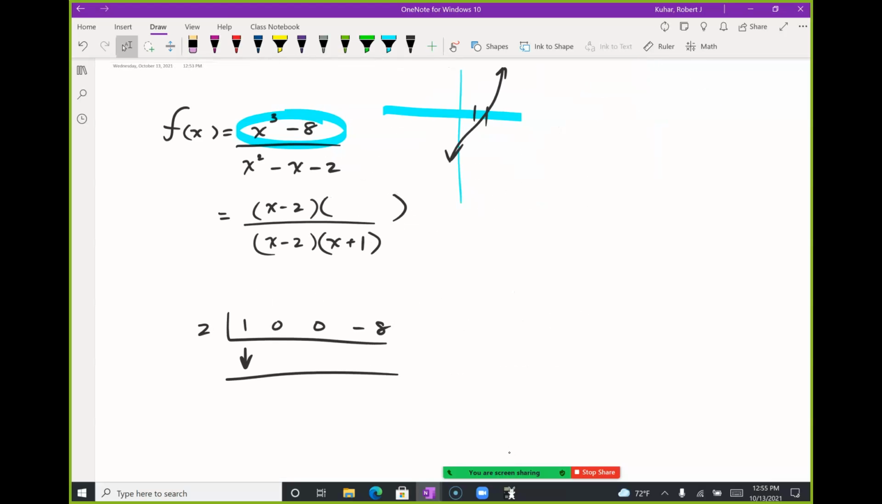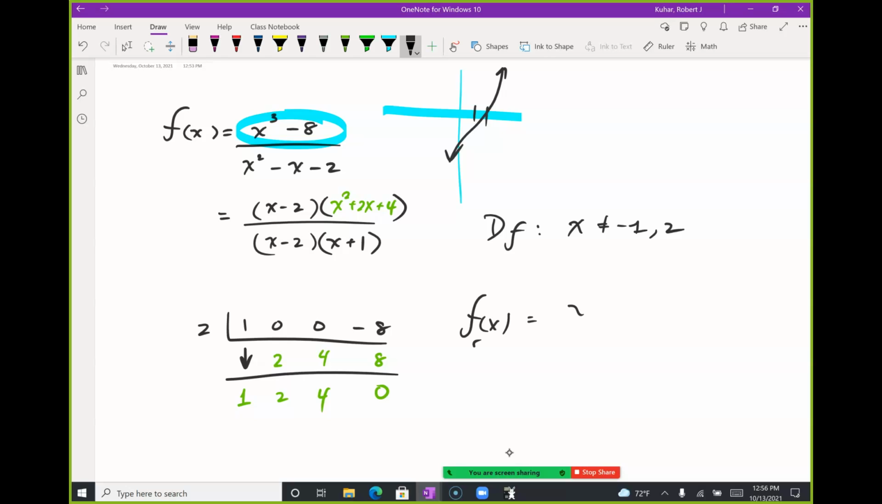I'm factoring that x cubed minus 8. I know 2 is a 0, right? And so I'm going to use synthetic to find the other factor. So multiply, add, multiply, add, multiply, add. So my other factor is x squared plus 2x plus 4. Is everybody okay there? At this point, I can find my domain. X does not equal -1 or +2. And again, I can find my reduced form of what? X squared plus 2x plus 4 over x plus 1.